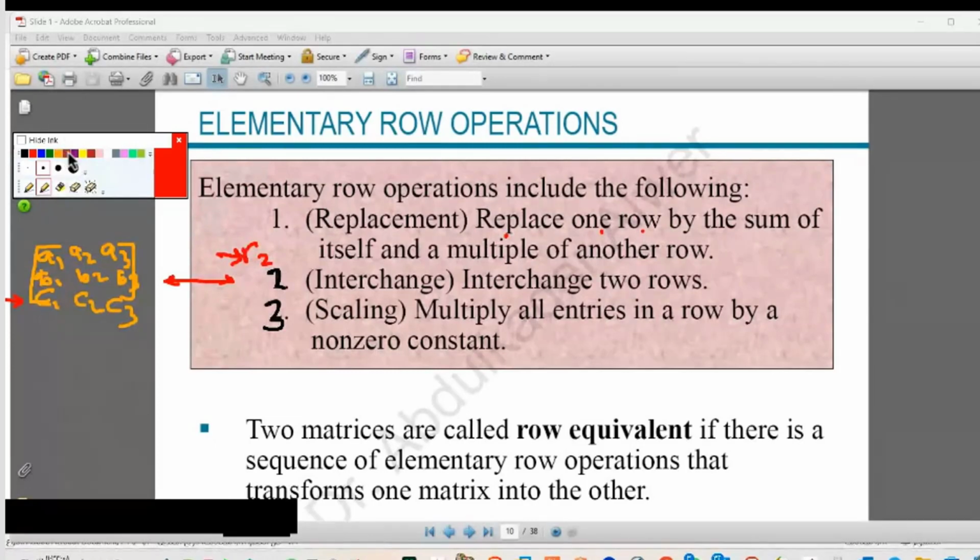My eyes to R2. I'm working on R2. By the sum, so we have the sum of itself, R2, and a multiple of another row, for example half or 2 R1. Repeat again. Focus with me.